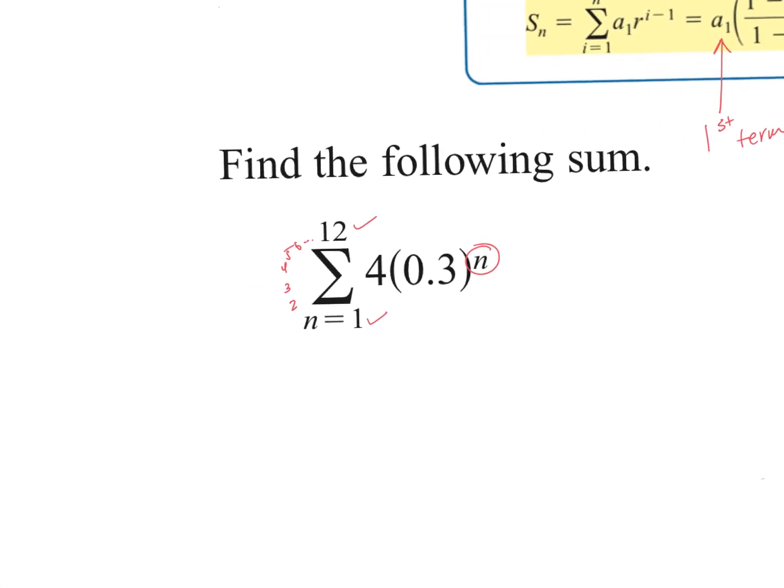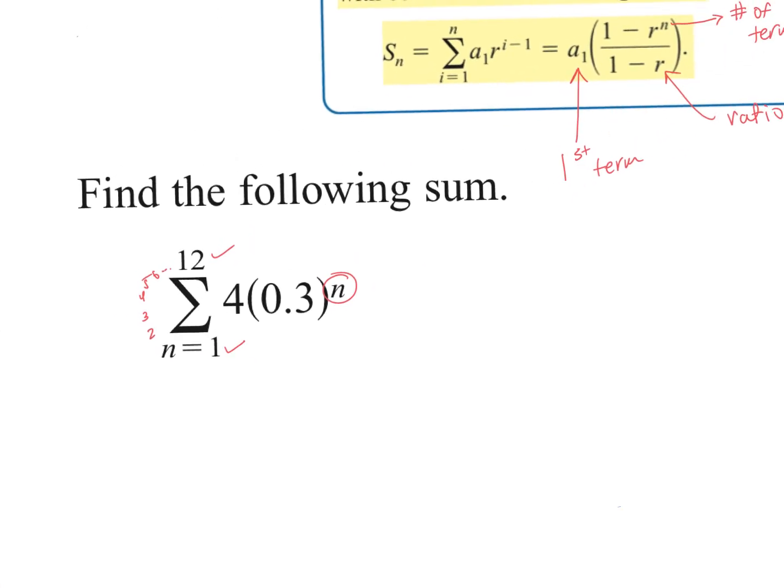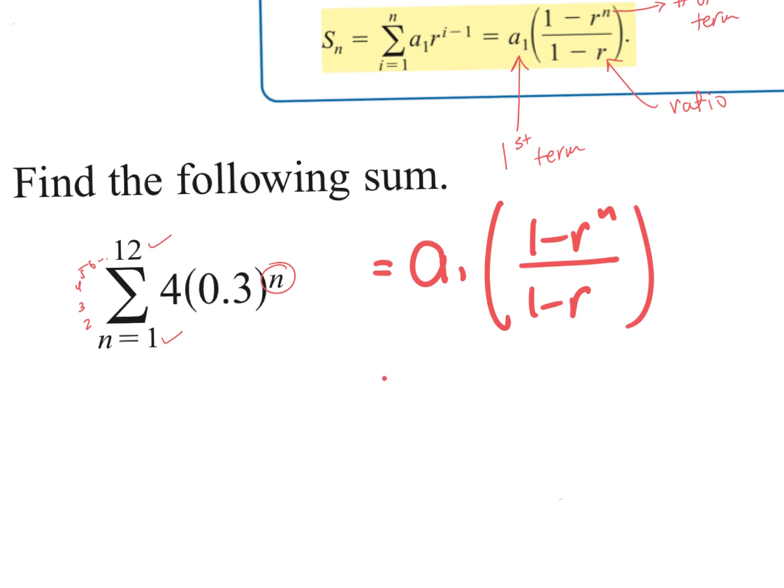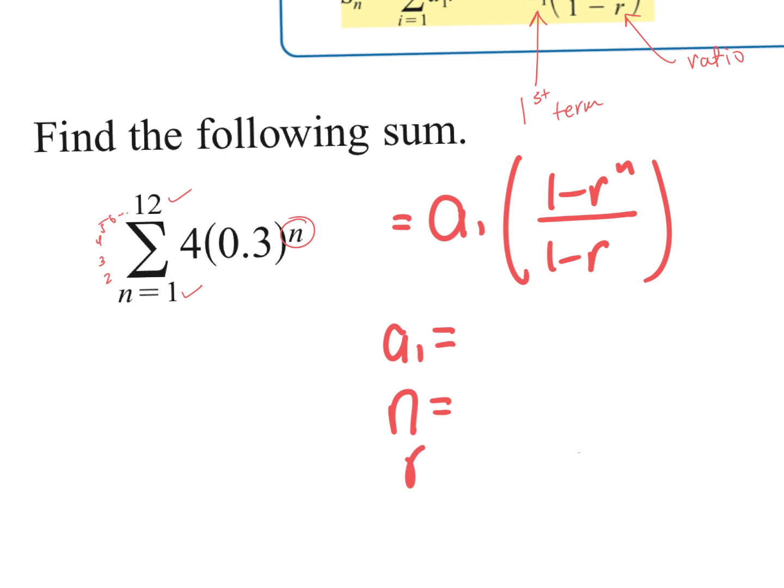So there's a couple things we need to identify. If my formula is a sub 1 times 1 minus r to the n over 1 minus r, right? There's three things I need to know. I need to know my first term. I need to know how many terms I'm talking about, and I need to know the common ratio. Does everybody agree?